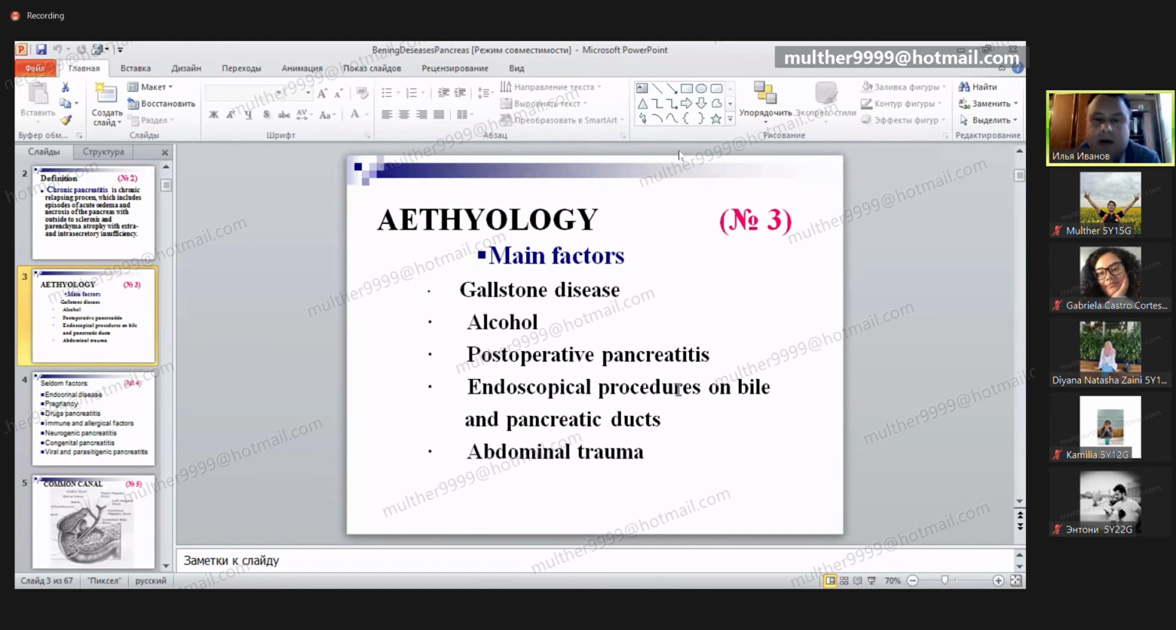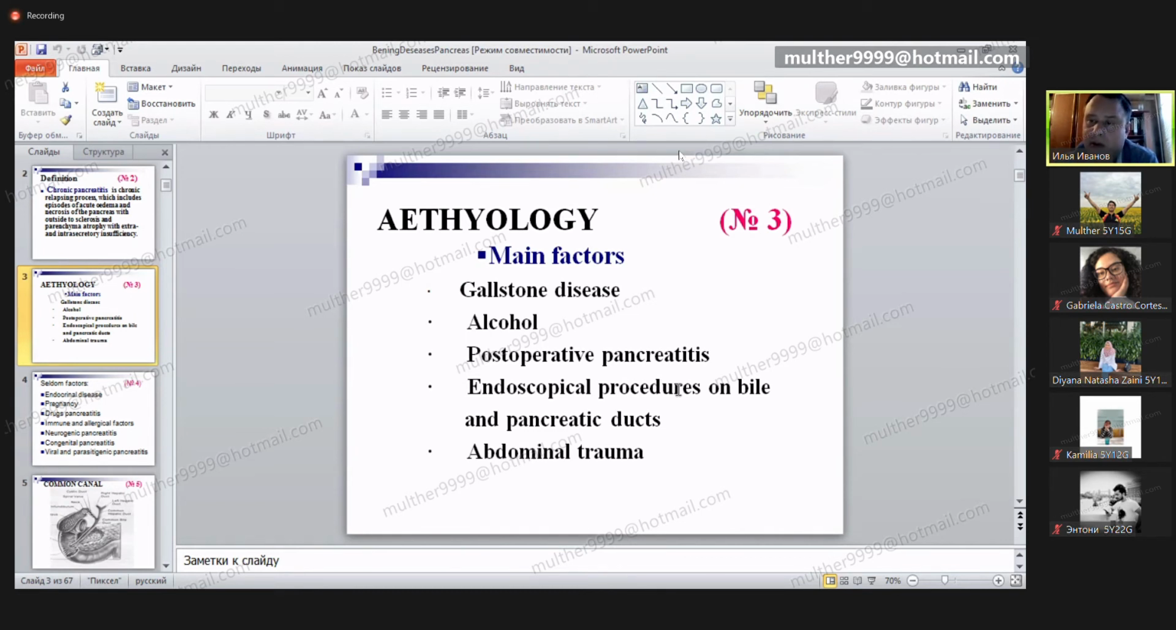Abdominal trauma, the next main reason. We need to differentiate principally two types of the abdominal trauma. The first type is the blunt traumas, and the second is the penetrating trauma. Penetrating trauma with the damage of the lumen of the main pancreatic duct is the usual factor for development of internal pancreatic fistulas. And the first place will be the stop of the bleedings, and secondly, the development of the pancreatitis too.